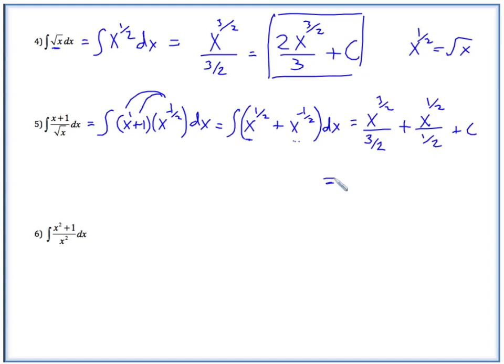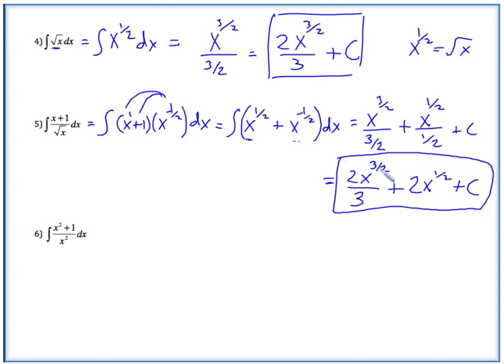And then we'll just rewrite our fractions here. So 2x to the 3/2 over 3. And then in this one, we just are going to get 2x to the 1/2. And that's going to be plus c at the end.